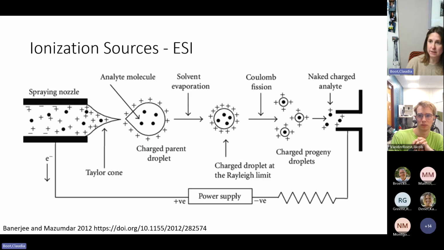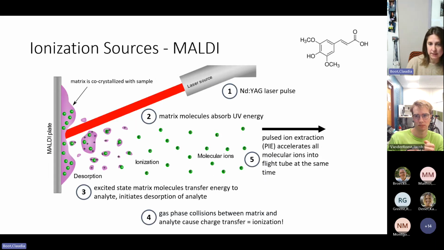It's my favorite thing to say when I talk about mass spectrometry. It explodes into smaller droplets that just contain single analytes, and the solution continues to evaporate until you end up with naked charged analytes that then go into the mass spectrometer. So that's how ESI works.